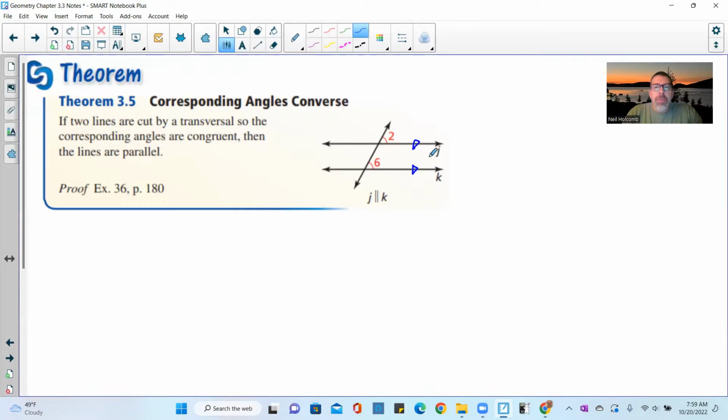It's just working backwards. We were given the angles were congruent. Since corresponding angles are congruent, the lines have to be parallel. If we were told the lines were parallel, and then we cut them with a transversal, then we could conclude the angles are congruent. There will be a proof on this, example 36, way ahead in the future on page 180. We'll worry about that when we get there.